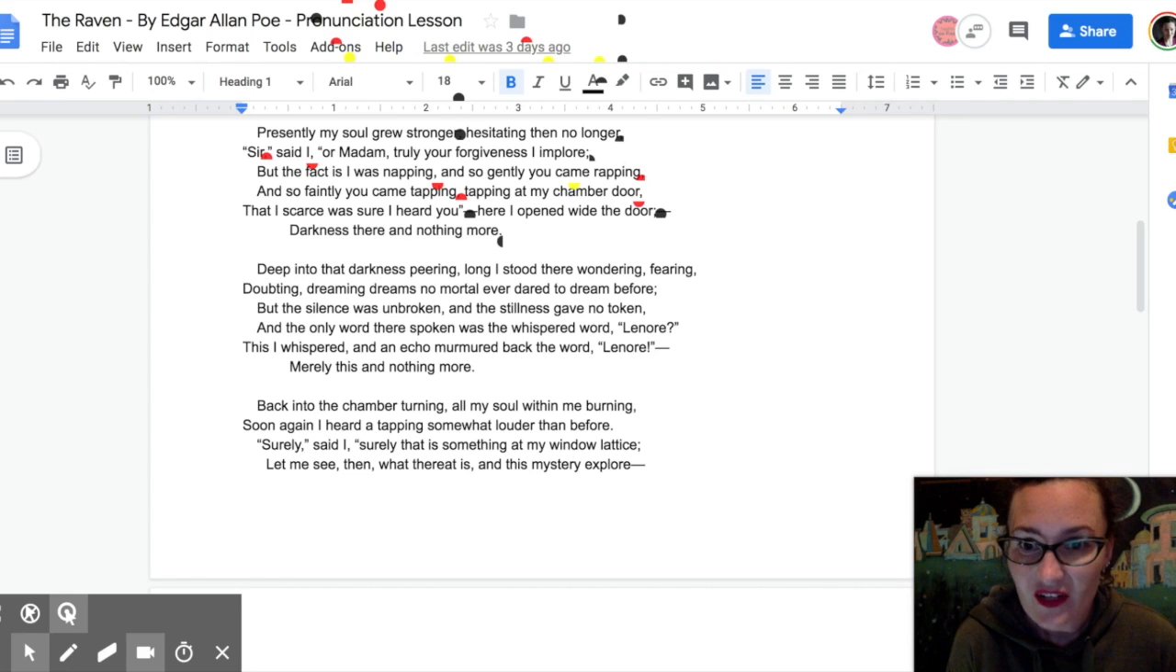Deep into that darkness peering, long I stood there, wondering, fearing, doubting, dreaming dreams no mortal ever dared to dream before. But the silence was unbroken, and the stillness gave no token, and the only word there spoken was the whispered word, "Lenore." This I whispered, and an echo murmured back the word Lenore. Merely this, and nothing more.